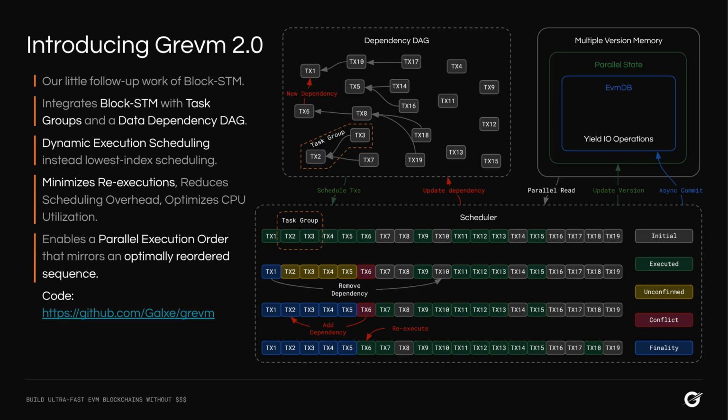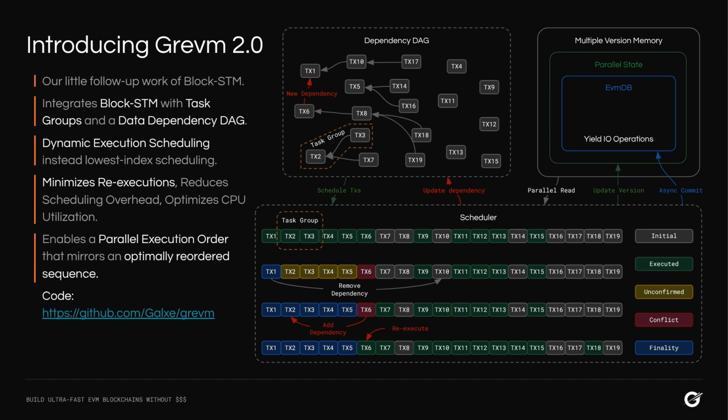Besides that, we introduce another mechanism called task group, because we noticed, looking at all the historical transaction data on the Ethereum mainnet, that there are many, many transactions that depend on each other tightly. In our data, we will publish a paper very soon, but in our data, the P50 dependency distance between transactions is 2, meaning that most of these transactions have dependencies right next to each other.